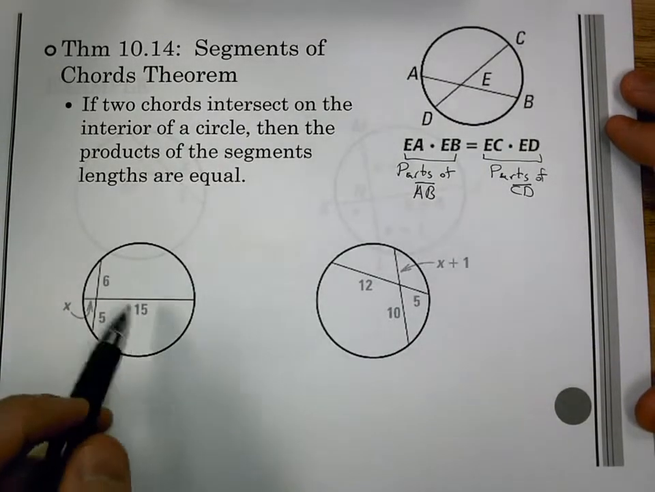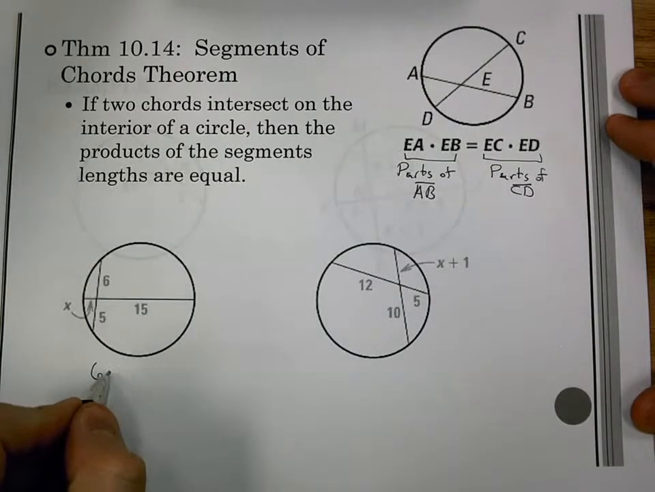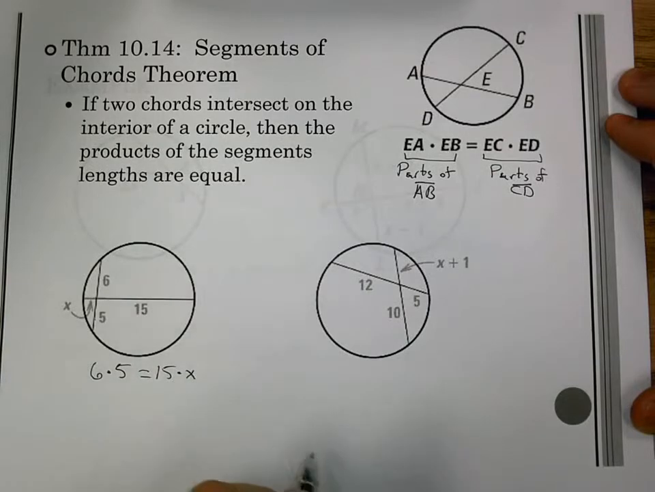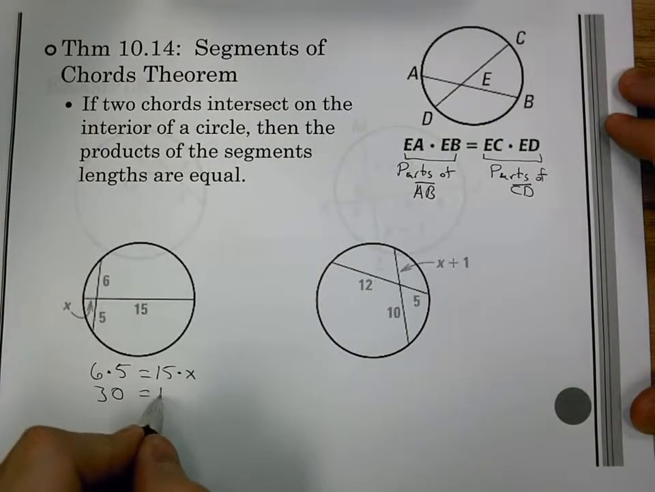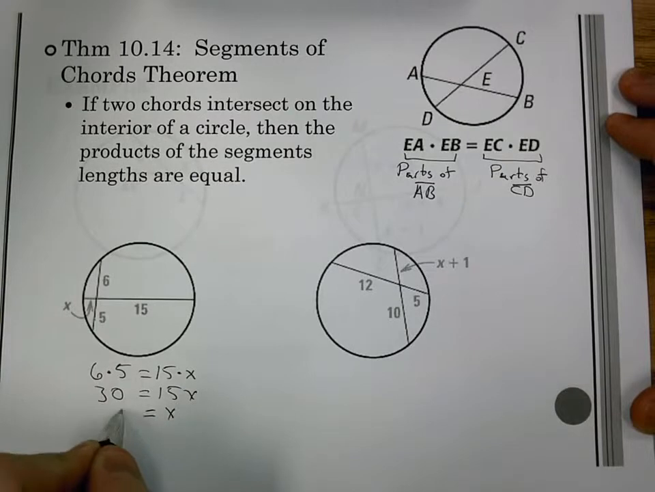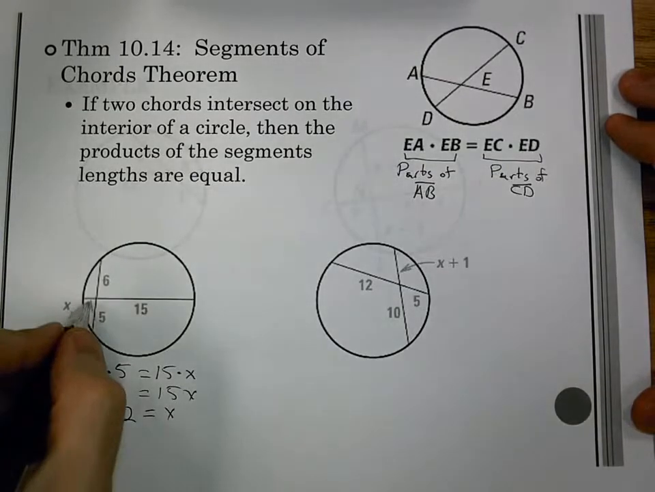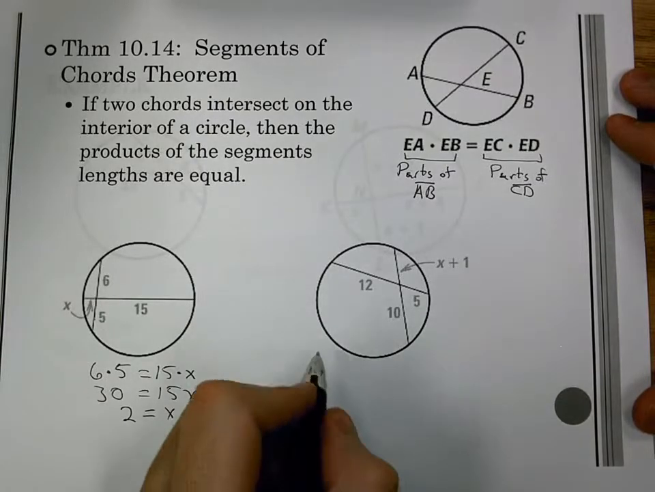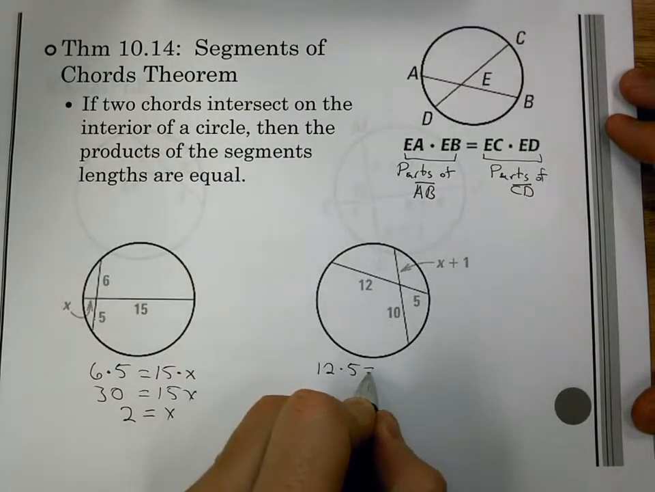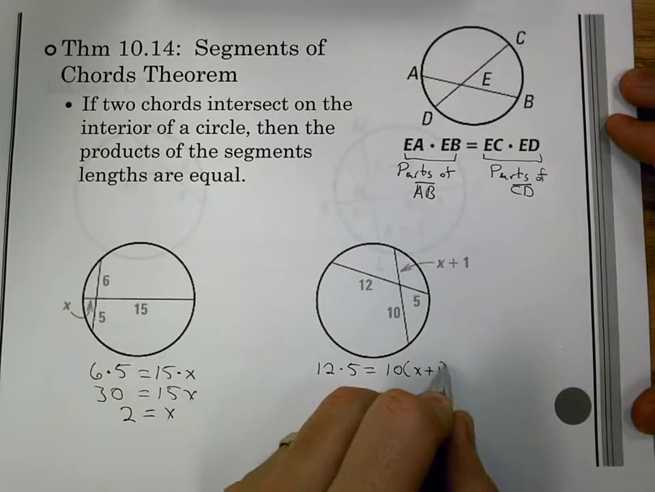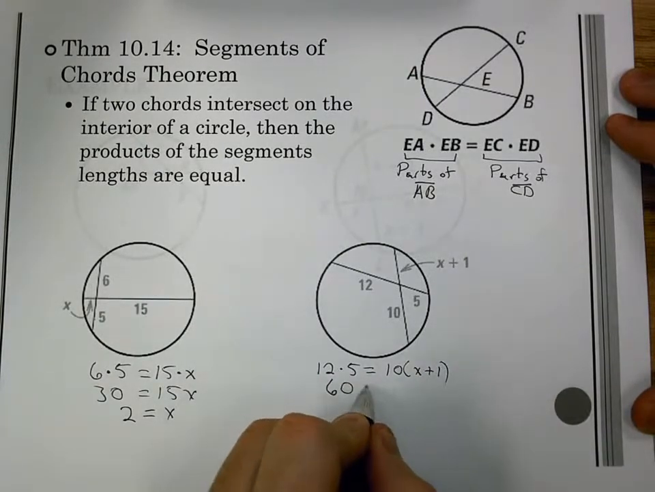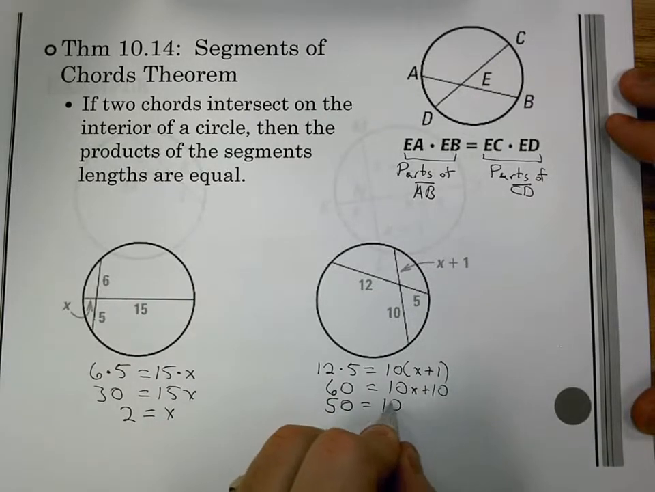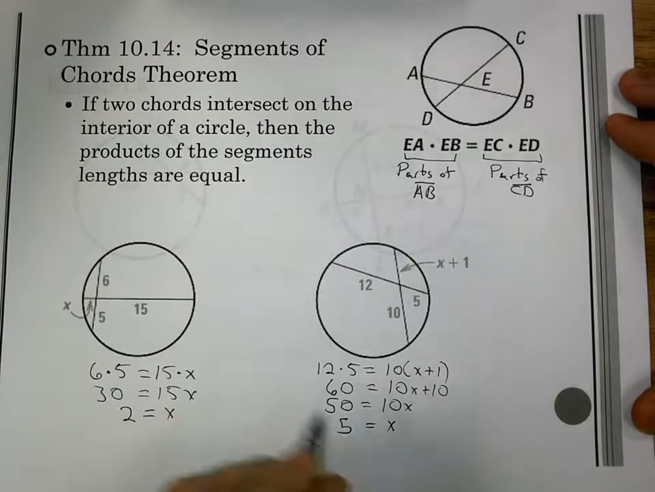So I look at my first one here. 6 and 5 are multiplied together, and that's equal to 15 times x. That gives me 30 equals 15x, and x equals 2. So this value right here is 2. For my next one, I'm going to multiply now 12 times 5 equals 10 times x plus 1. That gives me 60 equals 10x plus 10, which is 50 equals 10x, where x equals 5.